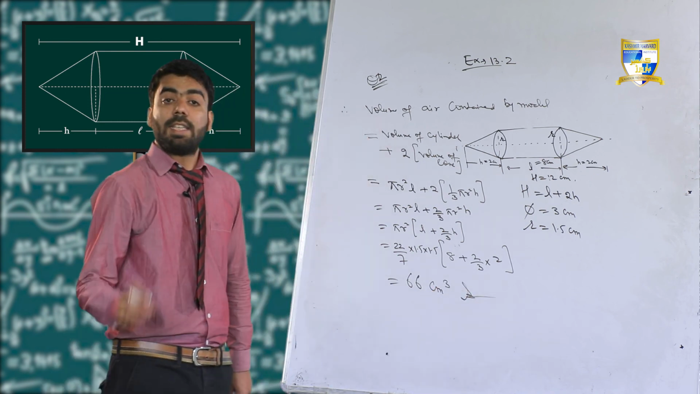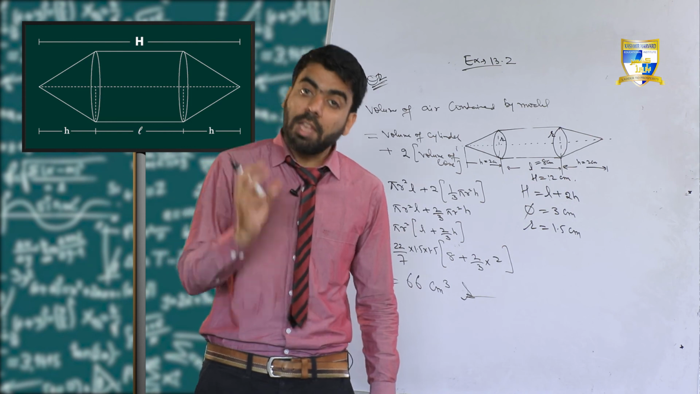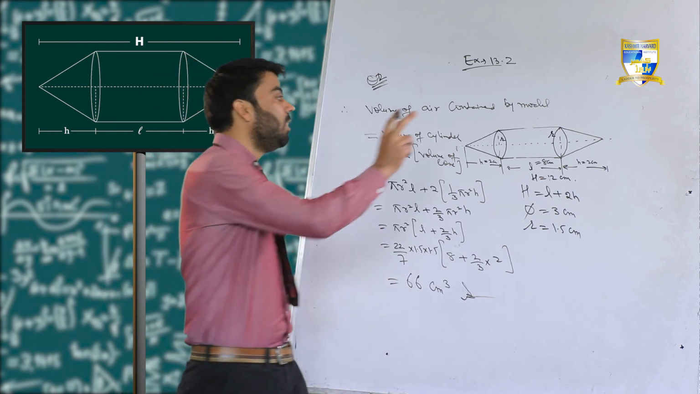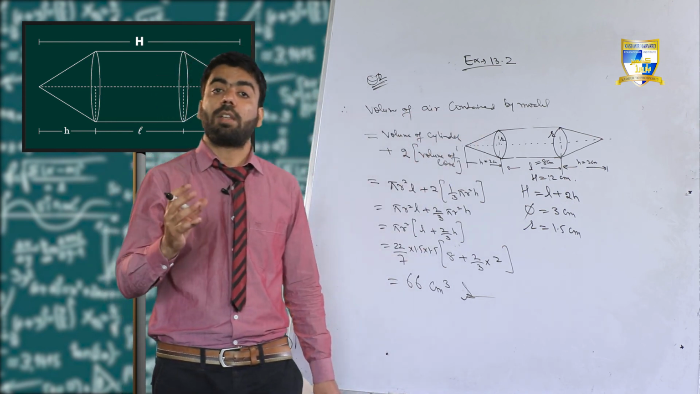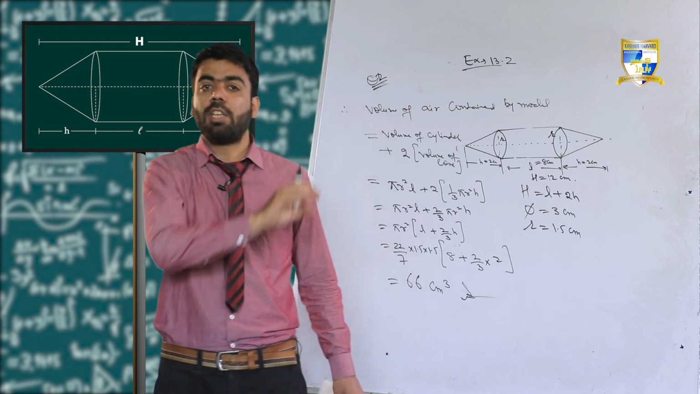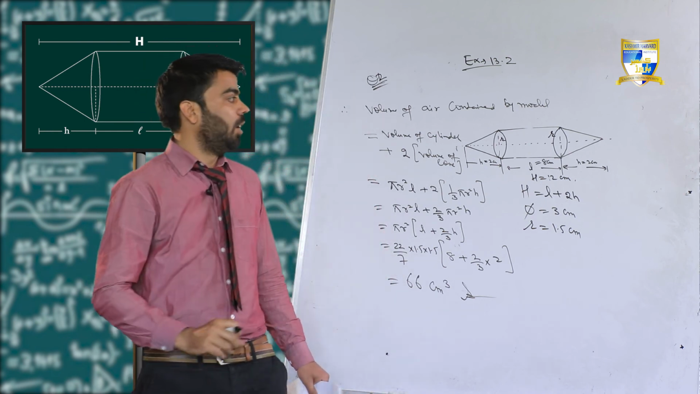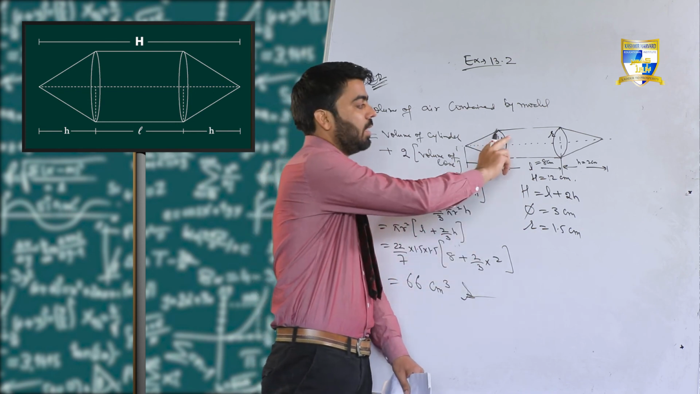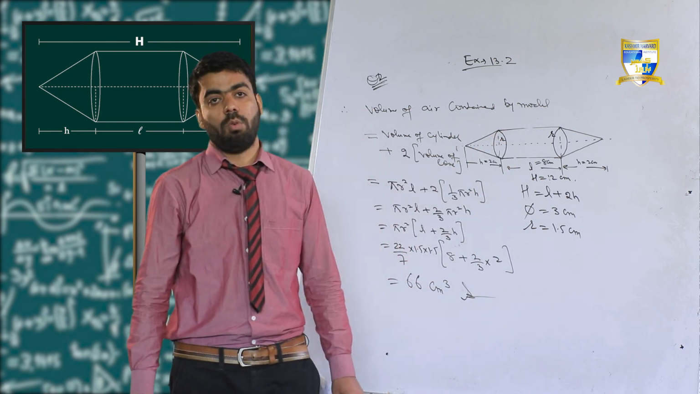That means 66 centimeter cube of air is contained in this model, which was built by an engineering student named Rachel. And the model is in the shape like this. This is a cylindrical part and 2 cones.